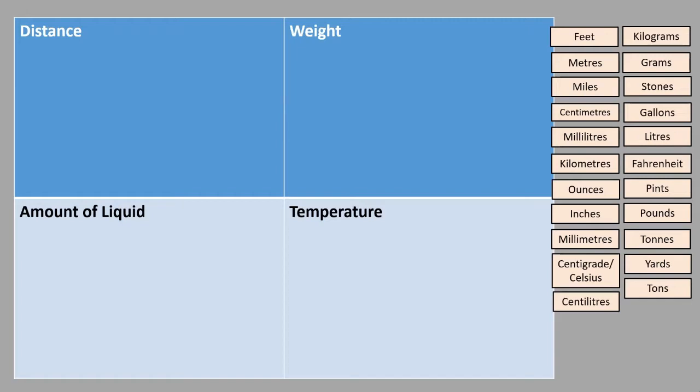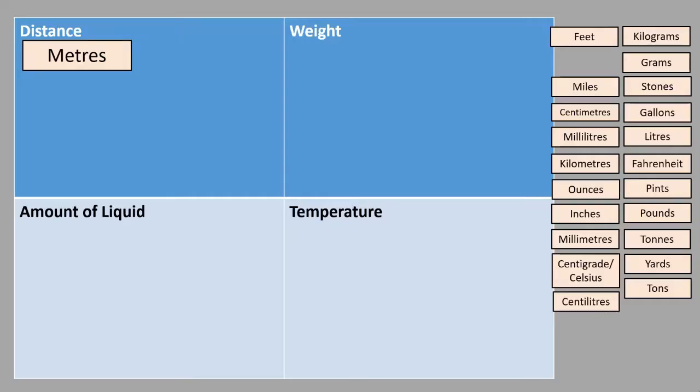Let's have a look at distance first. Well, let's pick out one of the classic distance measures. And let's say that meters are a measure of distance. We've probably all seen a meter stick before. So meters are the distance from one point to another, the amount of space covered from one point to another.